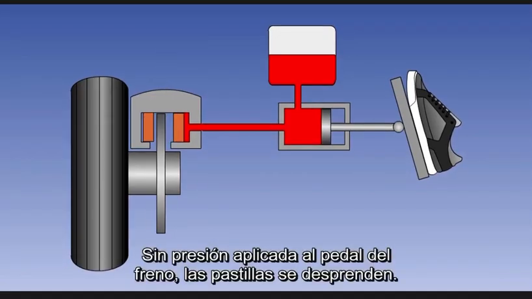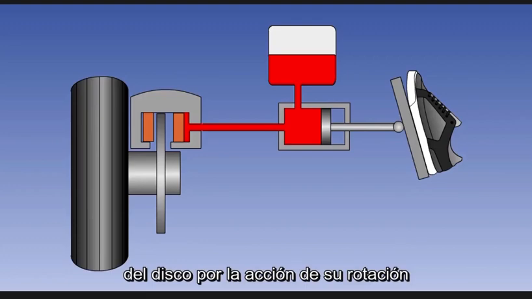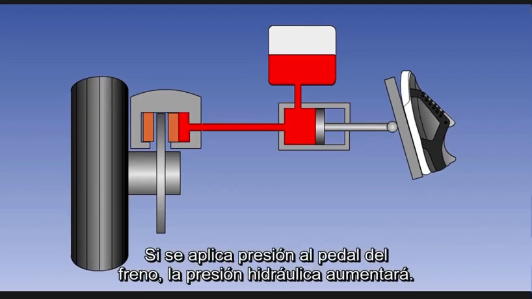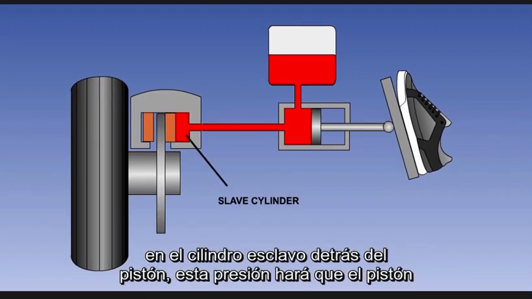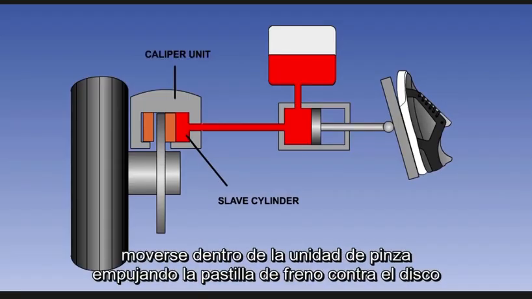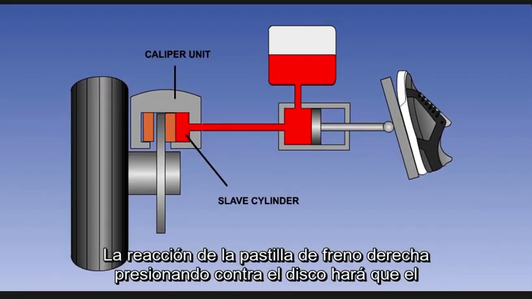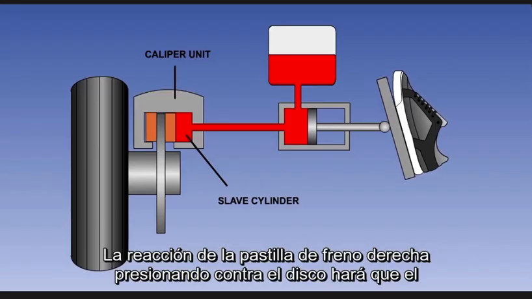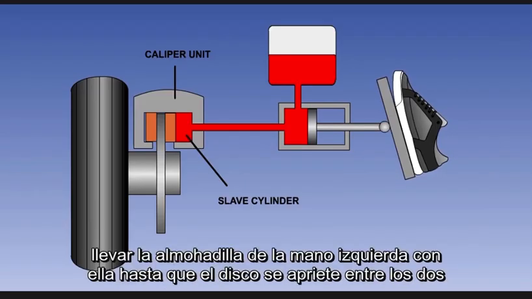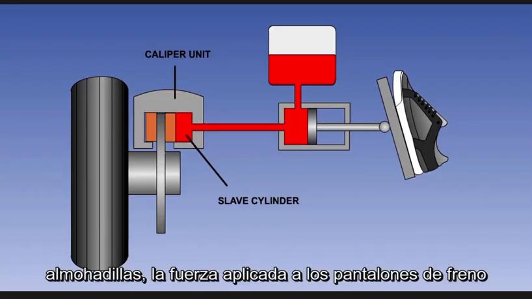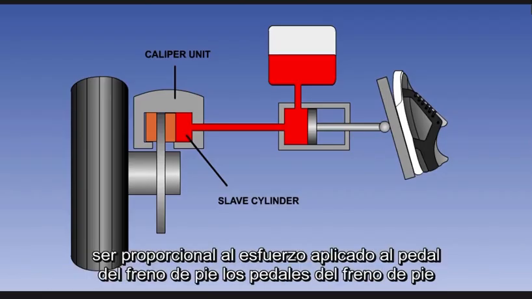With no pressure applied to the toe brake pedal, the pads are knocked away from the disc by the action of it rotating. If pressure is applied to the toe brake pedal, hydraulic pressure will build up in the slave cylinder behind the piston. This pressure will cause the piston to move over within the caliper unit, pushing the brake pad against the disc. The reaction of the right-hand brake pad pushing against the disc will cause the caliper unit to move in the opposite direction, carrying the left-hand pad with it until the disc is squeezed between the 2 pads. The force applied to the brake pads will be proportional to the effort applied to the toe brake pedal.